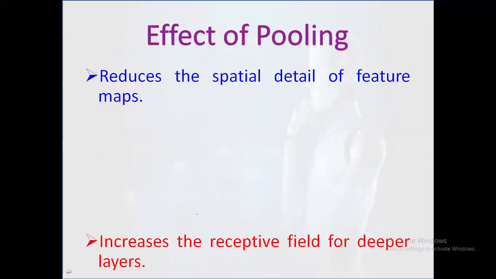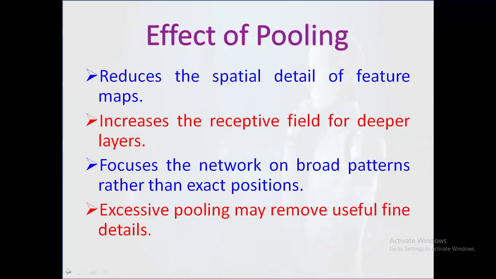Next, effects of pooling. Pooling has a strong impact on how spatial information is retained in convolution neural networks. By reducing resolution, it forces deeper layers to learn high level concepts instead of focusing on small details. This helps in recognizing objects even when their exact shapes vary.